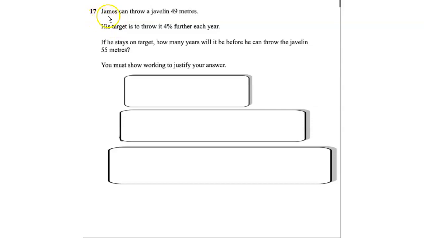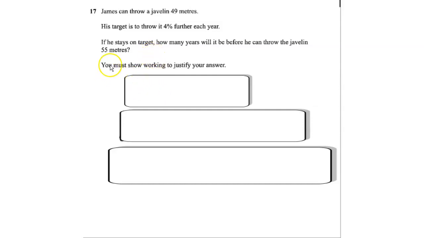Question 17 says, James can throw a javelin 49 metres. His target is to throw 4% further each year. So that kind of suggests you're going to add things, because we're adding each year. If he stays on target, how many years will it be before he can throw the javelin 55 metres? So it looks like you're going to add things until you get to like 55 metres.